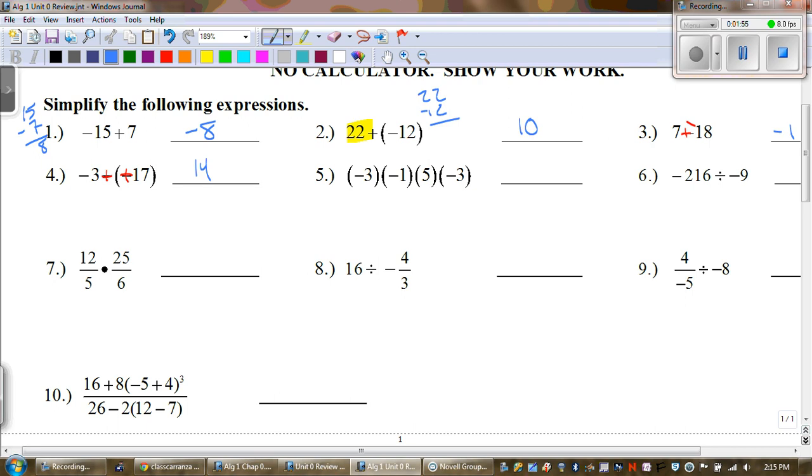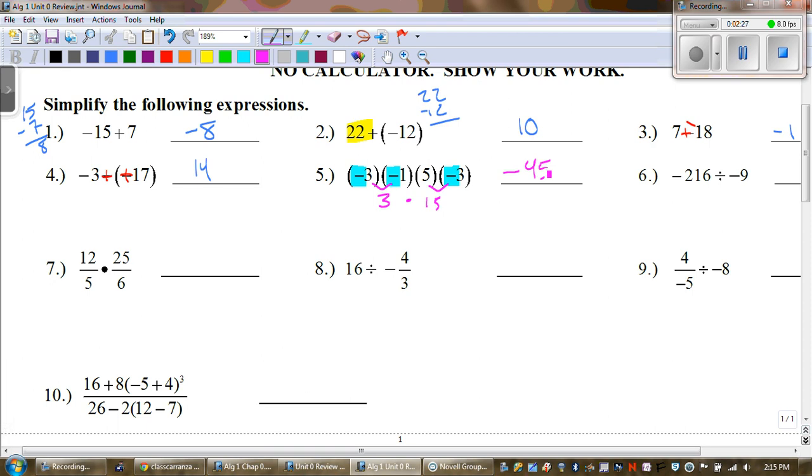All right, number 5. The first thing that I would do here is count your negatives. You're multiplying everything. We have 1, 2, 3. If I have 3 negatives, right away I know my answer is negative. Now I don't even care about the negative signs. 1 times 3 is 3. 3 times 5 is 15. And 3 times 15 gives us 45.